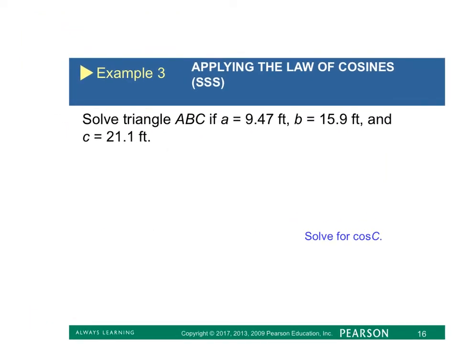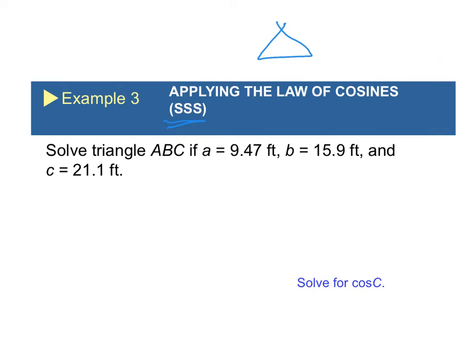Let's do another one here. And I may not finish it because this is the gist. Applying the law of cosines. And this time he's giving me side, side, side. He gave me side angle side on the last one. Side, side, side was another one that you could not use law of sines for. Could you? Let's see. Yeah, you could have. So here's A, B, and C. A is 9.47. B is 15.9.